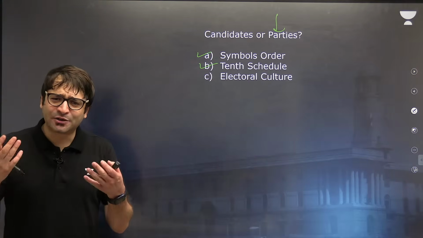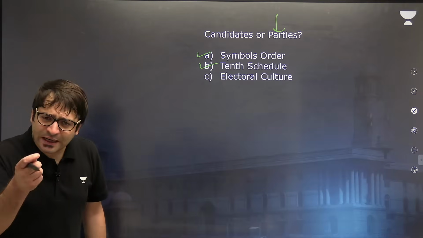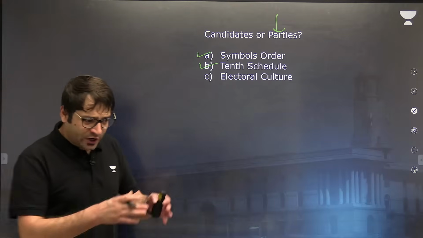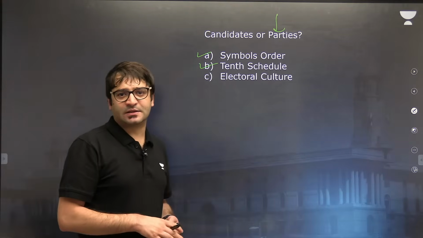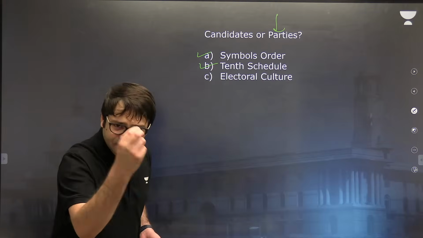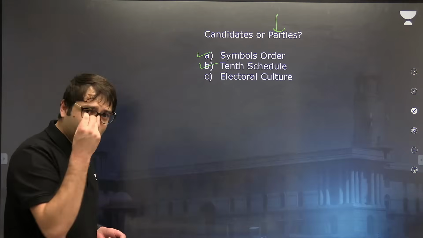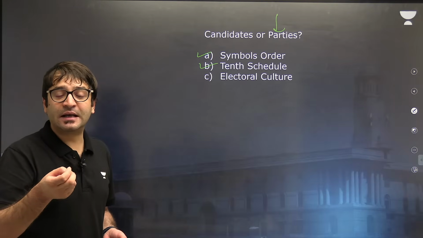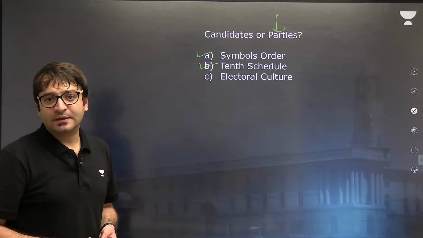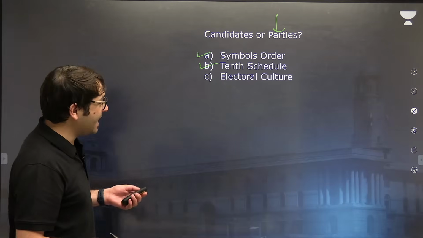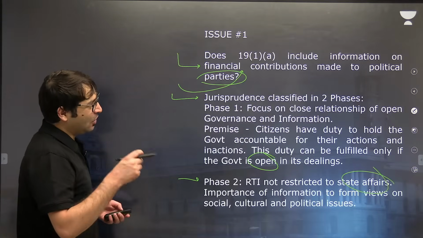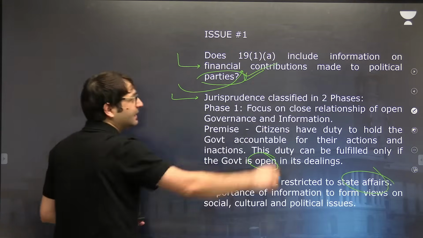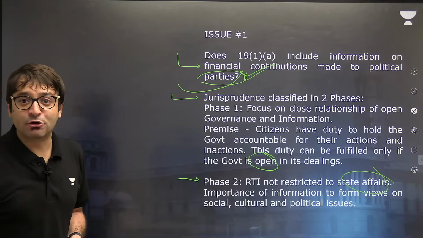And we have our electoral culture as well. Who releases the election manifesto? An independent candidate or a political party? So if political parties have more prominence because of the Symbols Order, because of the 10th Schedule, and because of electoral culture by means of printing election manifestos, then we can safely say that this right of information on financial contributions made to political parties is included in Article 19(1)(a).